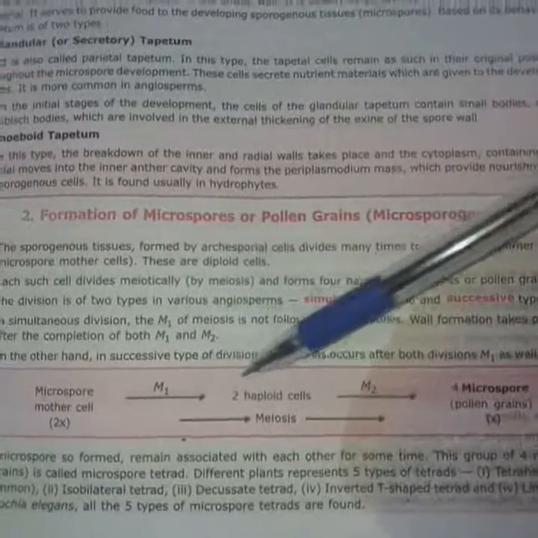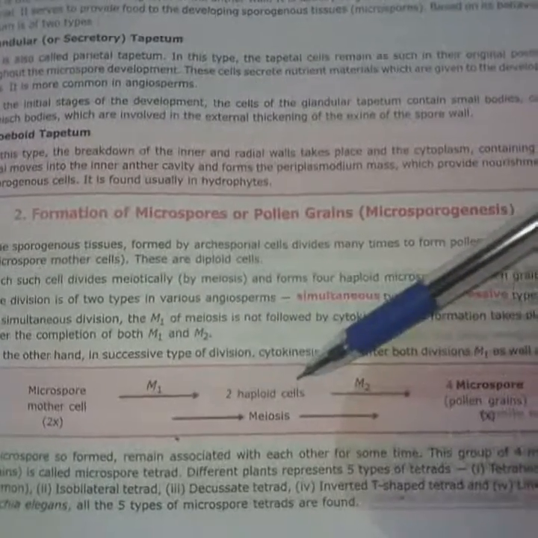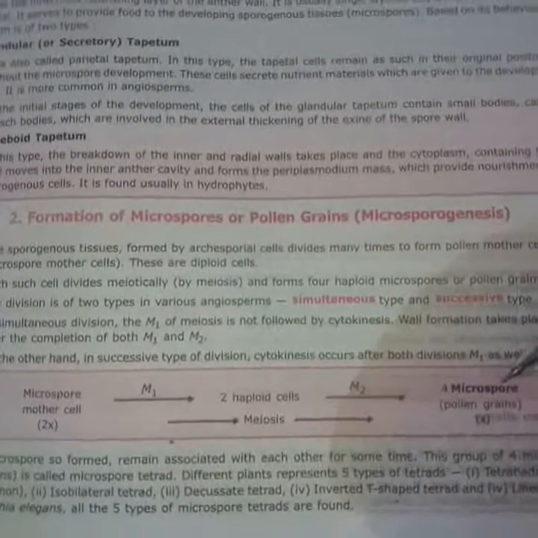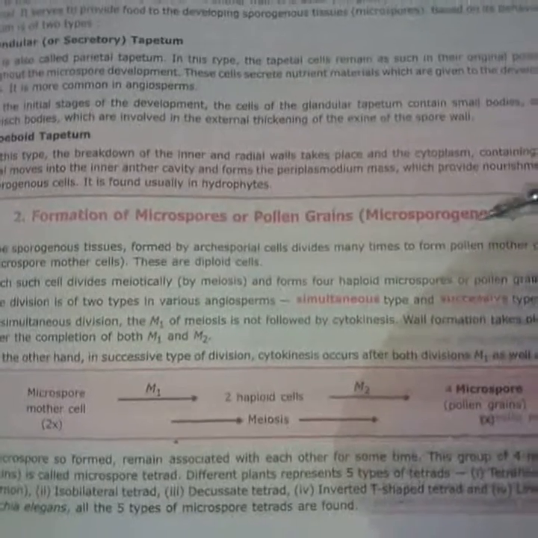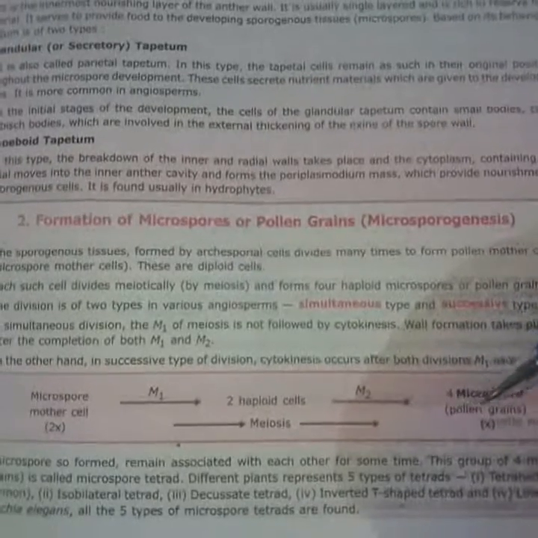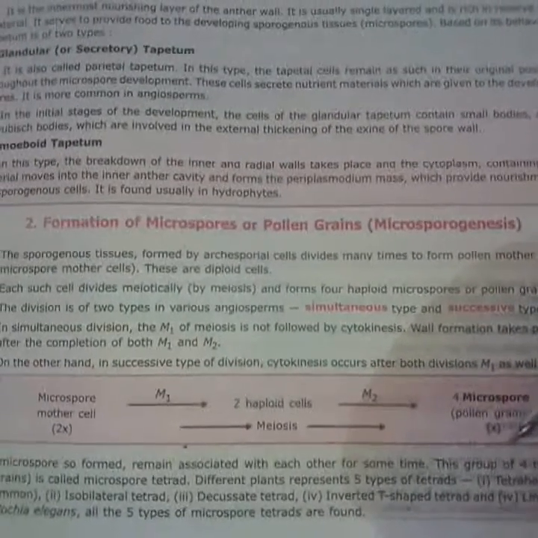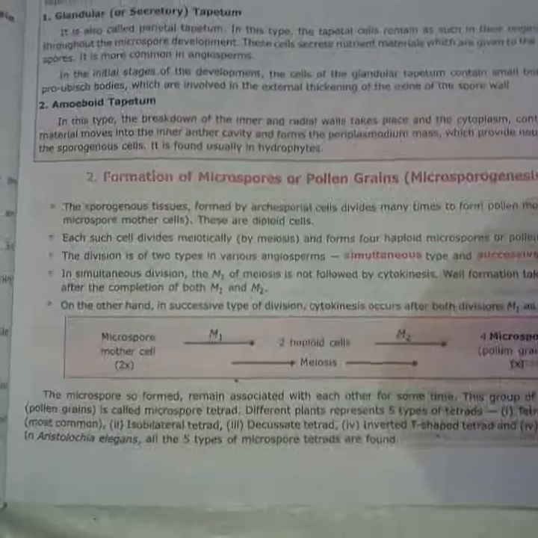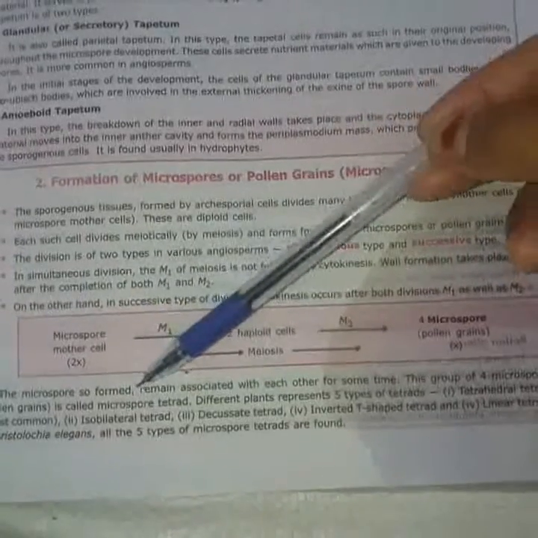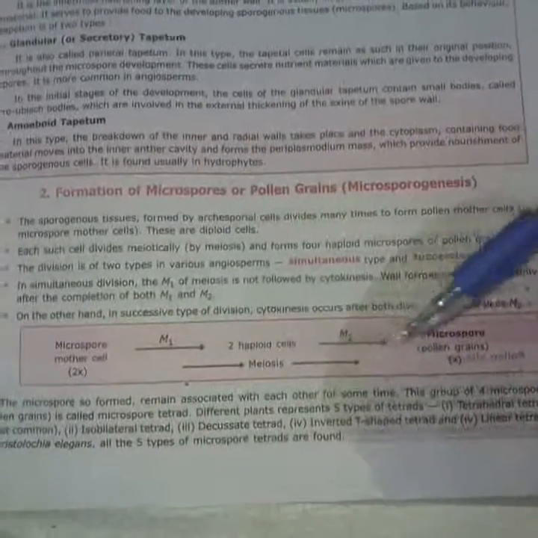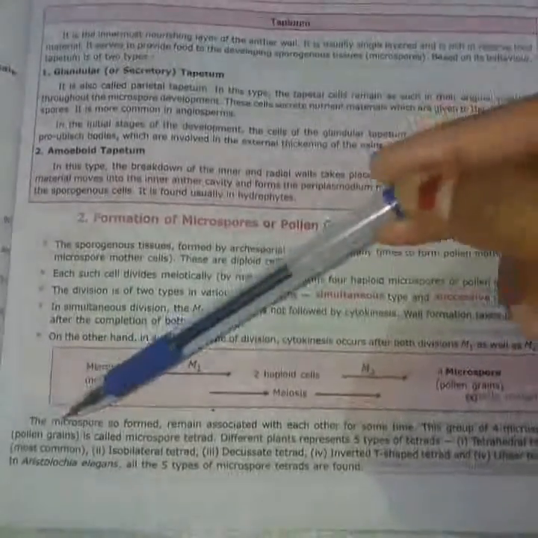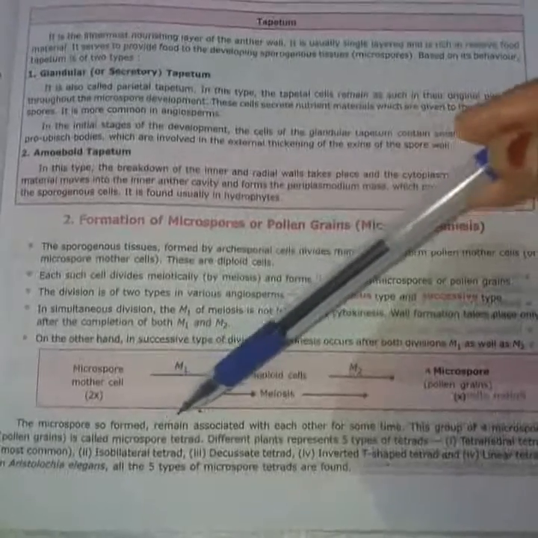Firstly, it divides into two haploid daughter cells. Then secondly, they divide and develop four microspores or pollen grains. These are haploid cells. The microspores or pollen grains that are formed remain associated in a tetrad condition. This group of four microspores or pollen grains is called a microspore tetrad.